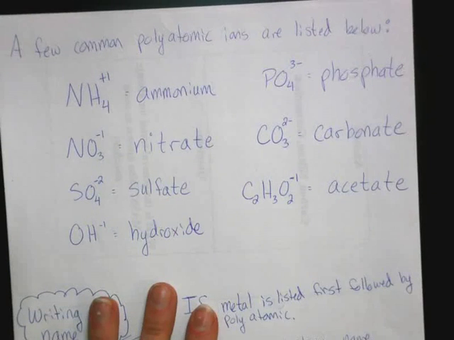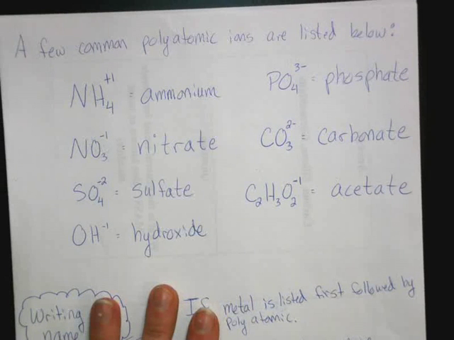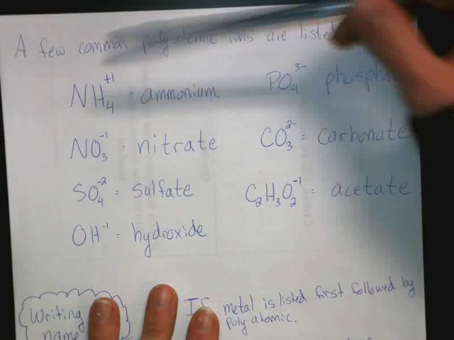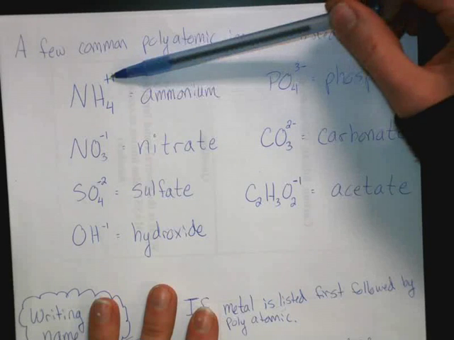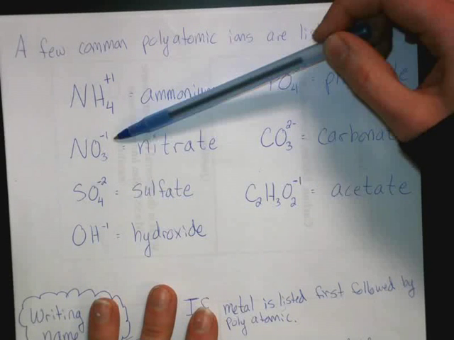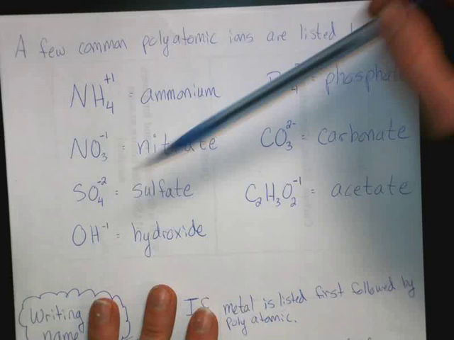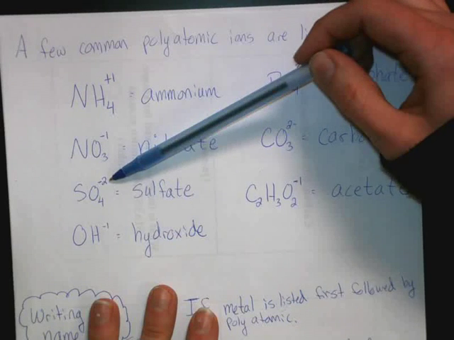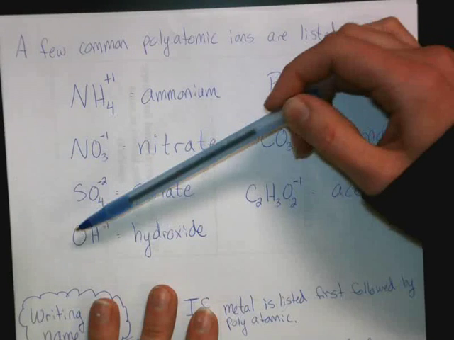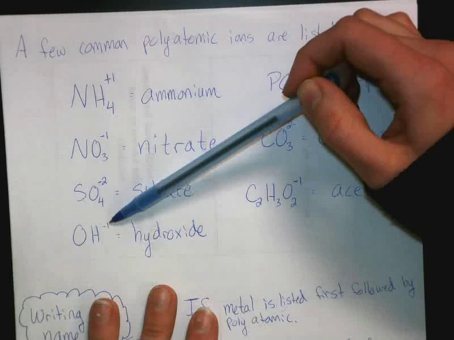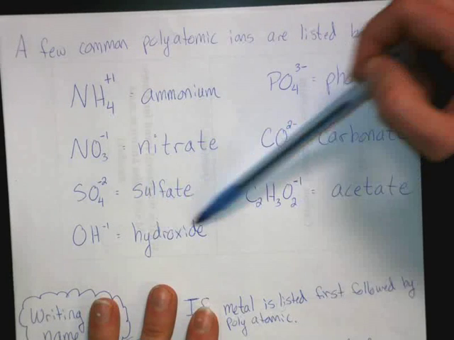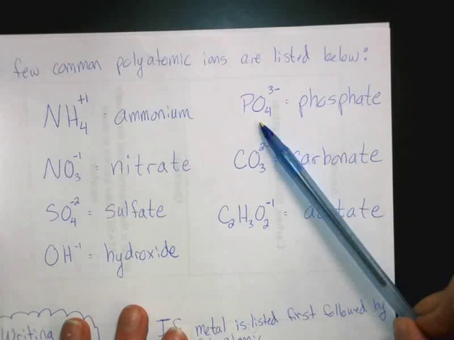For the ones that I want you to focus on for this video and the main ones for everyday use that we'll have, these ones here are going to be the main common ones. So NH4 with a positive 1 charge is ammonium. NO3 with a negative 1 charge is nitrate. SO4 with a negative 2 charge is sulfate. Capital O, capital H with a negative 1 charge is hydroxide.